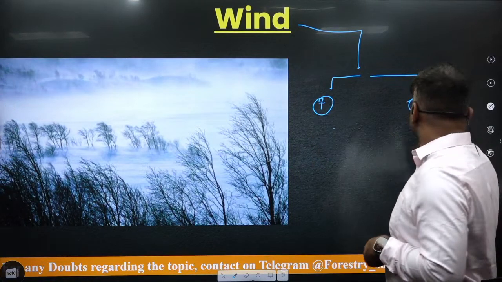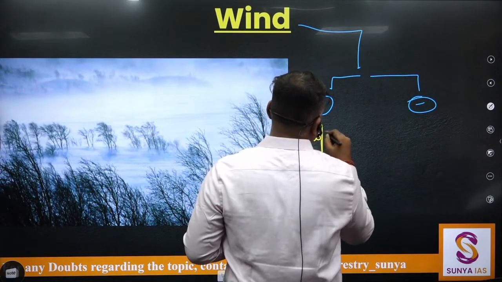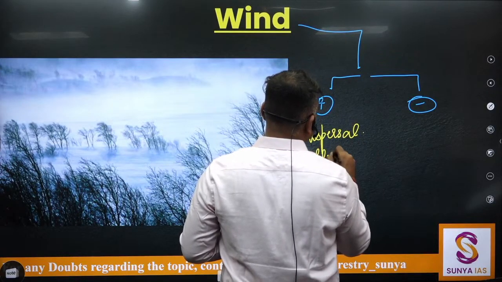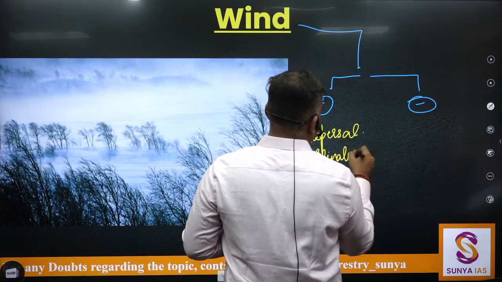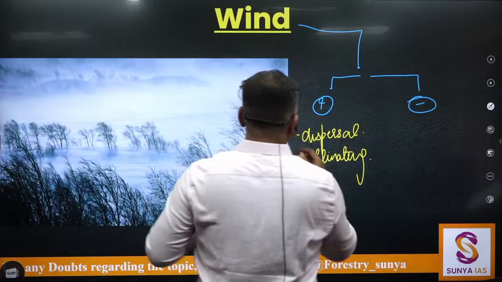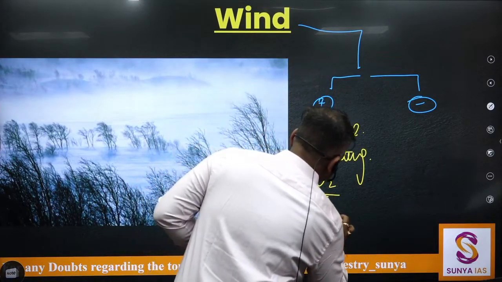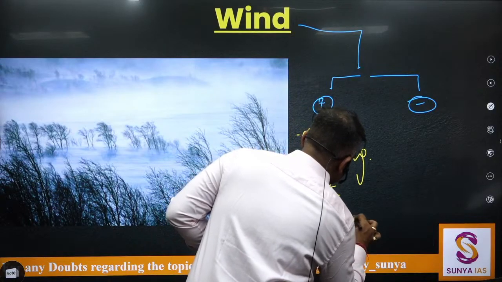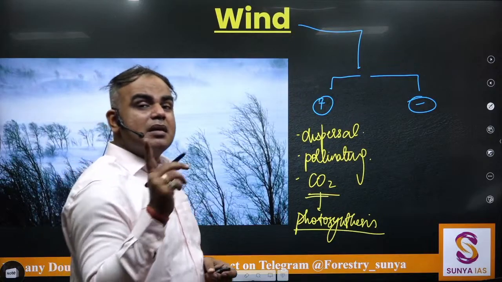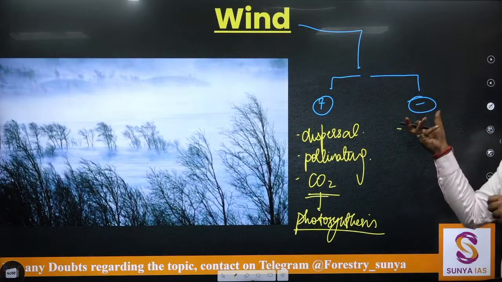Very important part is that we just saw. The positive is it is helpful in dispersal of seed. It plays an important part as a pollinating agent, right? Additionally, if you see, wind is going to even bring in carbon dioxide. That is helpful for photosynthesis. These are all the positive aspects, but there are negative aspects to wind also. So we are more interested to see the negative aspects also now.